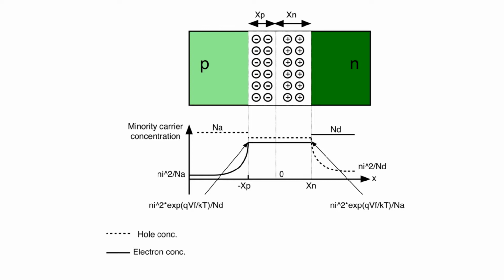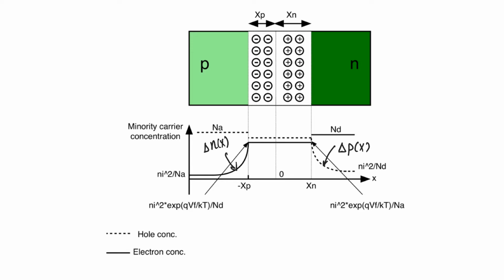we'll move forward. The plan of action will be actually to find an expression for the distribution of excess holes in the n side. So we'll find an expression for delta p of x. We just want to know what this curve looks like. And we want to know what this curve looks like as well, the excess electrons on the p side.